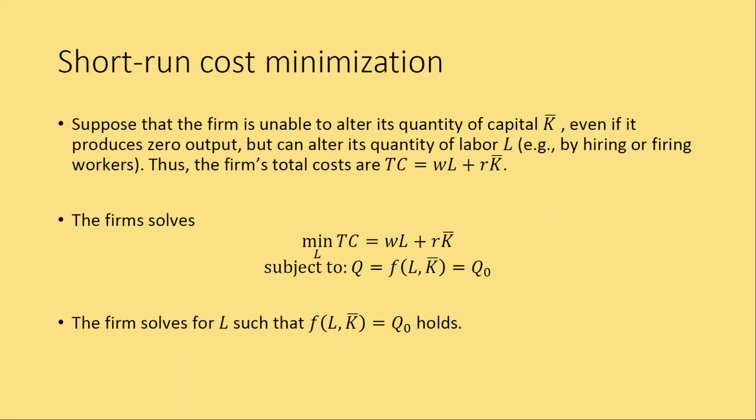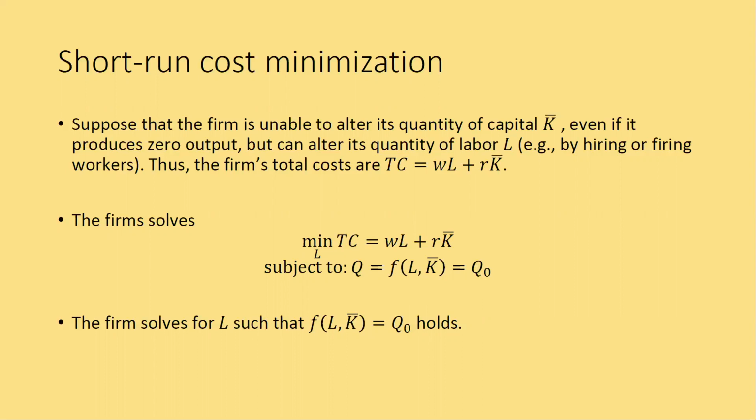So in the short-run cost minimization problem, the only difference is that the firm does not choose capital, but can only choose labor. So to define the problem mathematically, we are going to choose labor that minimizes our total cost. And the total cost is W times L plus R times K bar, and K bar is going to be given to us. And we are going to also produce Q0 units of output, and the production function is F as a function of L and K bar.